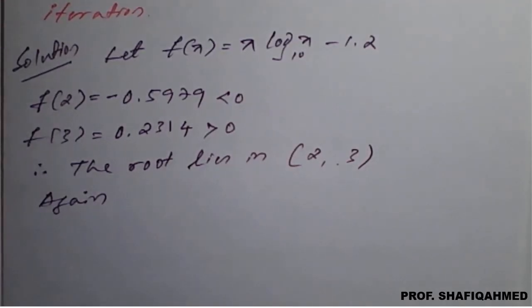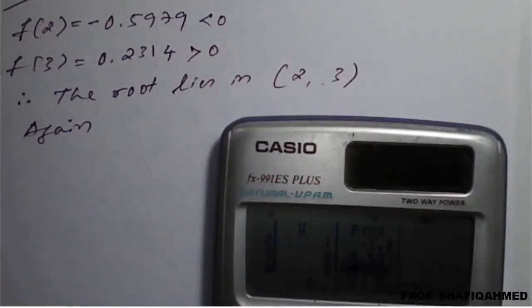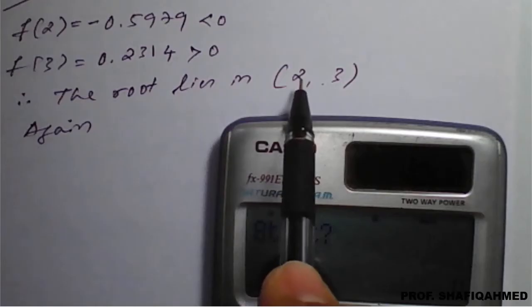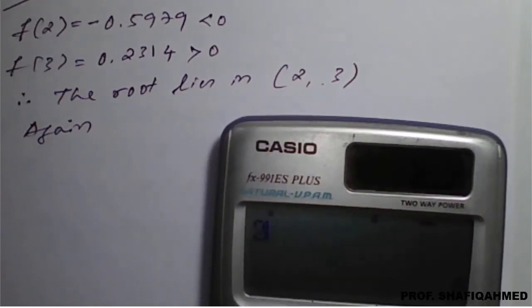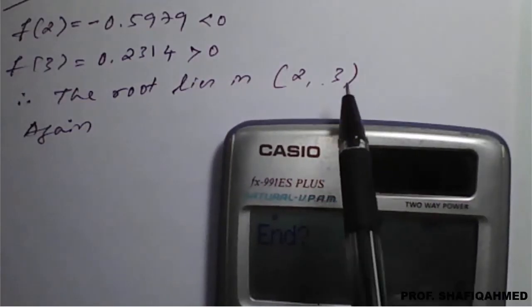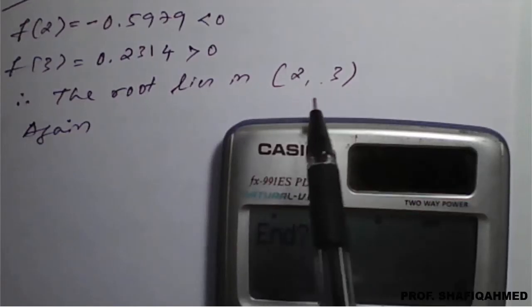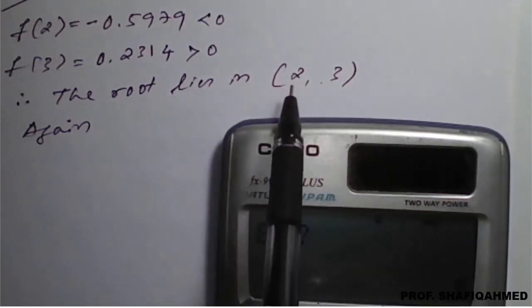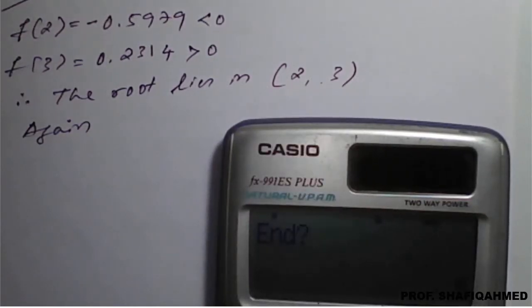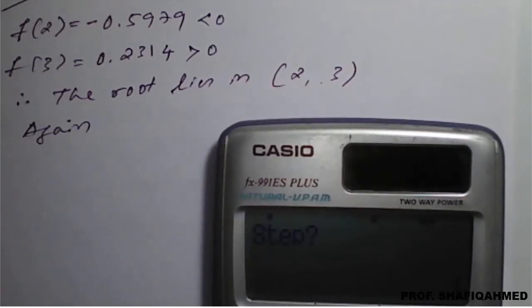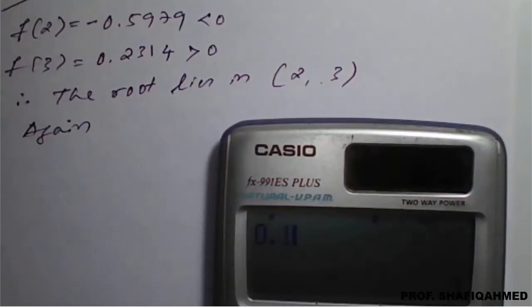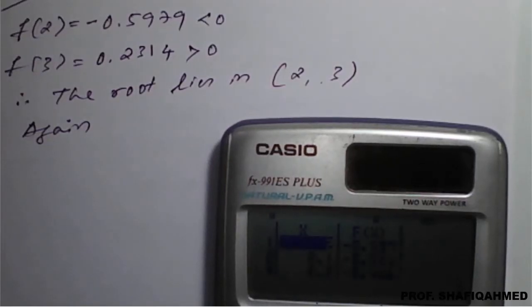Again we'll go back and use the calculator. Just press AC and go for the equal to sign. For the starting value you give 2; the end value means the boundary, so we use the starting and end boundaries we have now. Starting is 2, end is 3, and step size you apply 0.1, press equal to sign and see the positive and negative values again.